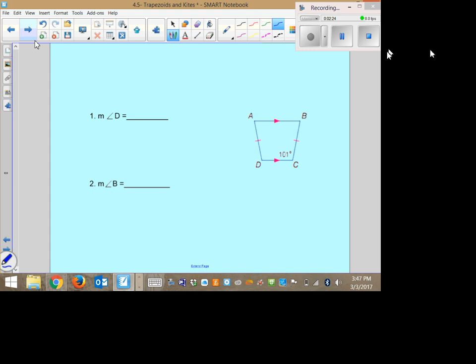So here, the measure of angle D, we have an isosceles trapezoid since our legs are congruent. And so that means that our base angles are congruent. So angle D is congruent to angle C. So we know that the measure of angle D is 101 degrees. Now, to find the measure of angle B, we know that we have parallel lines, and we have a transversal cutting through. Looking at the two angles here, we can see that we have consecutive interior angles, which means that we can take 180 minus 101 to get 79 degrees, since our consecutive interior angles are supplementary.